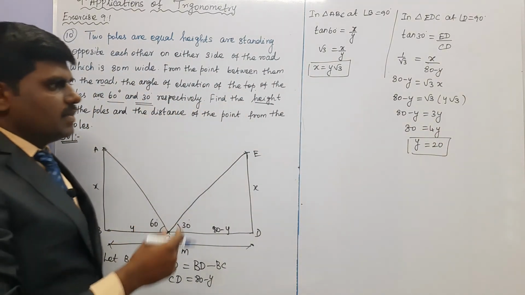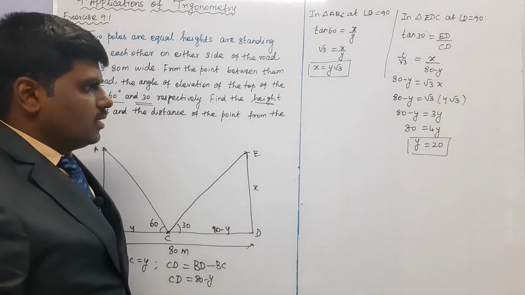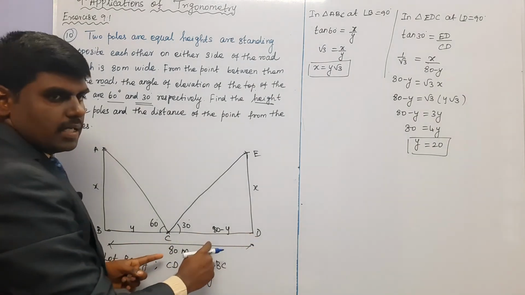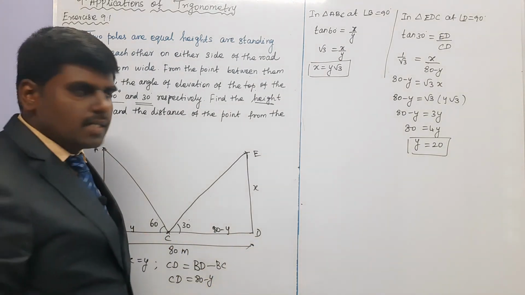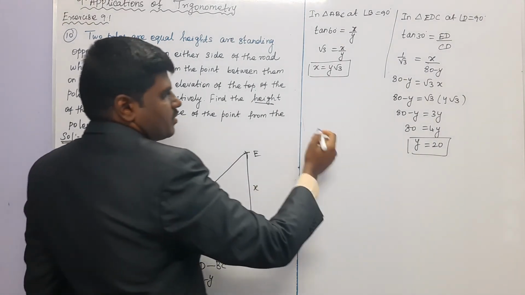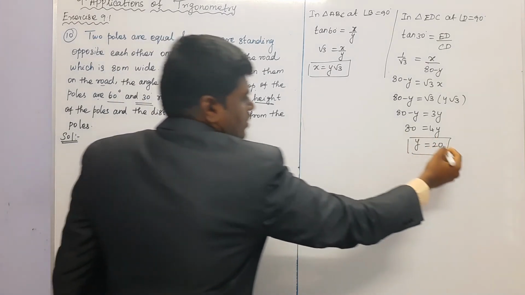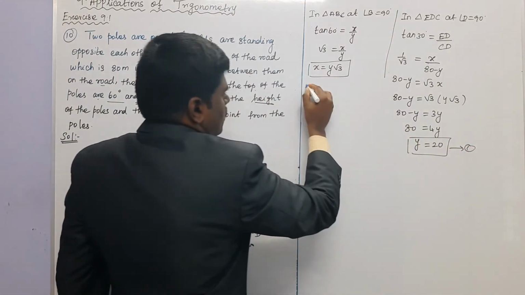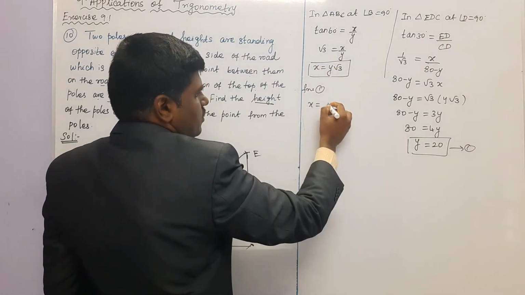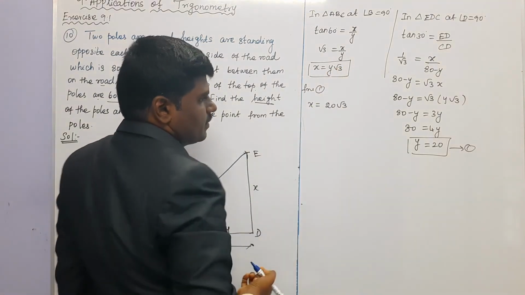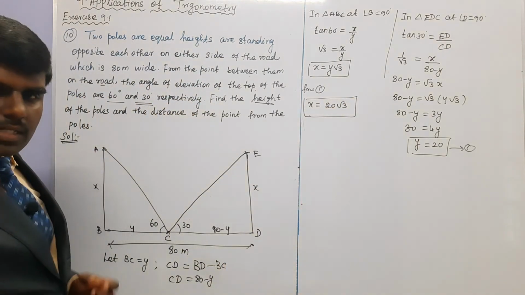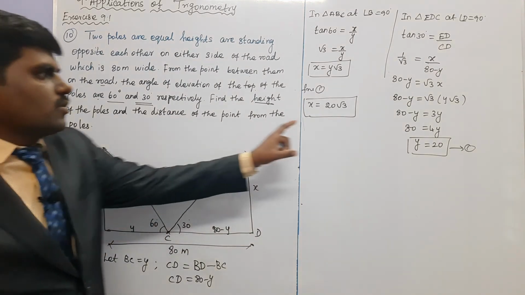Understood? So y is equal to 20. This distance is 20, so what is the value of CD? 80 minus 20, that is 60. Is that clear? Next, I need the height, the x value. In the same way, you have to substitute the y value into equation 1. From equation 1, what is the conclusion? x is equal to y root 3, and y is equal to 20. So x is equal to 20 root 3. The height of the pole is 20 root 3.